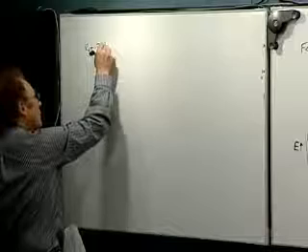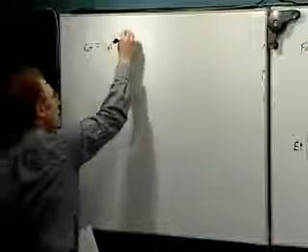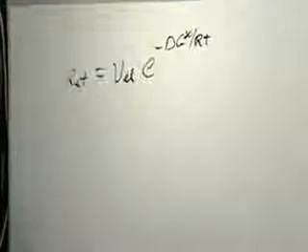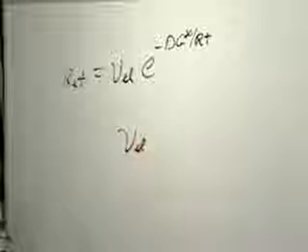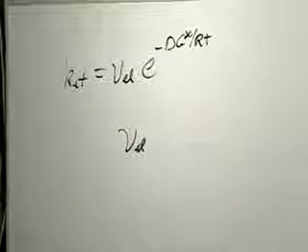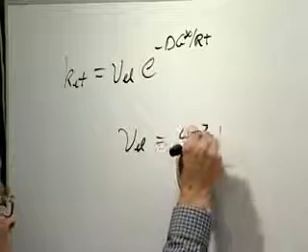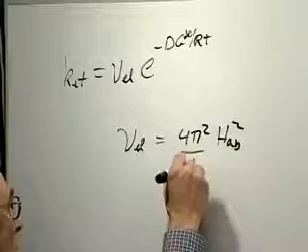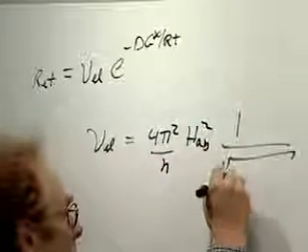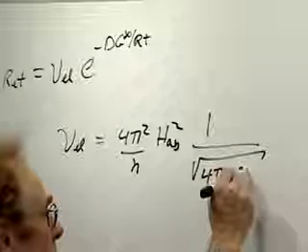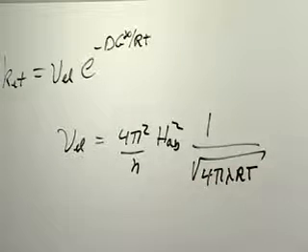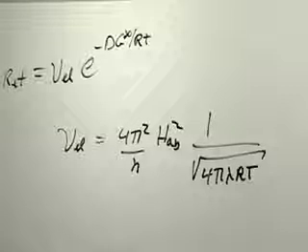And then rather than write the rate constant like that, they write the rate constant for KET as nu electronic times e to the minus delta G star over RT. Okay? Now nu electronic, rather than a nuclear frequency, is going to involve the electron motions. And it's the transfer probability. It's going to be 4 pi squared HAB squared over h times 1 over the square root of 4 pi lambda RT. Okay? HAB is the interaction term between these two states.